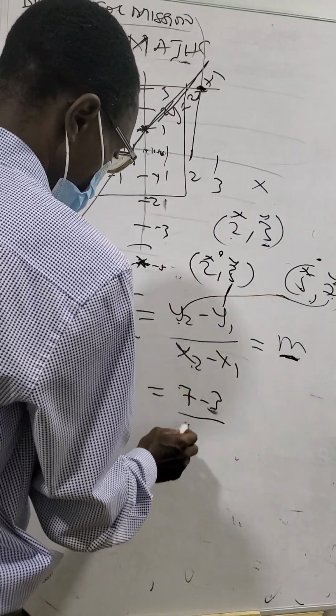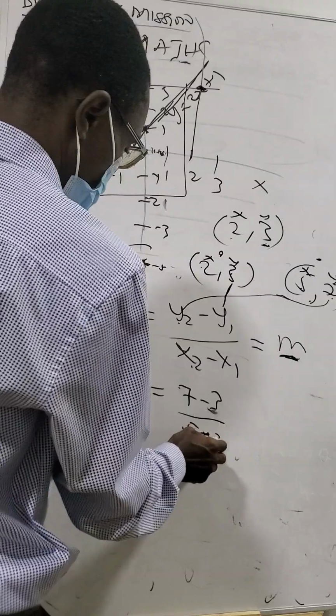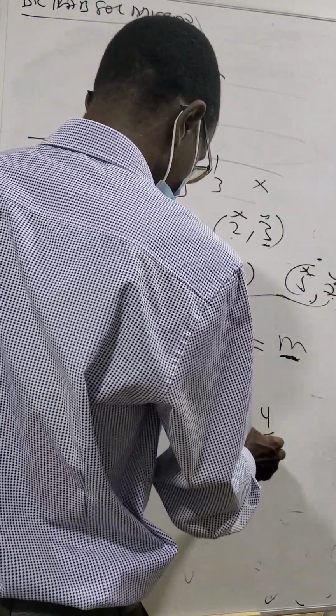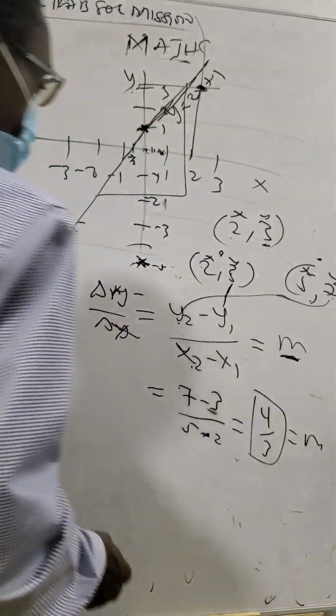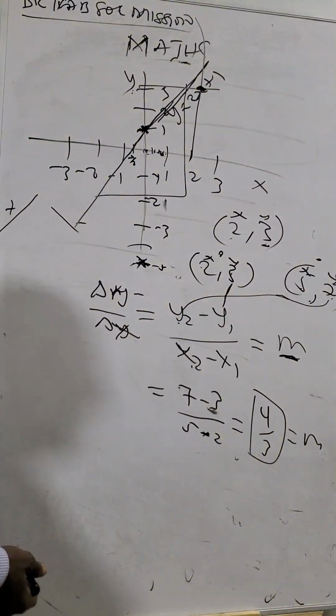5 is y2, minus y1, which is 2, over x2 minus x1. And this is going to give us 4/3 as the slope. So m is equal to this. Once you know the slope, you can even write the equation.